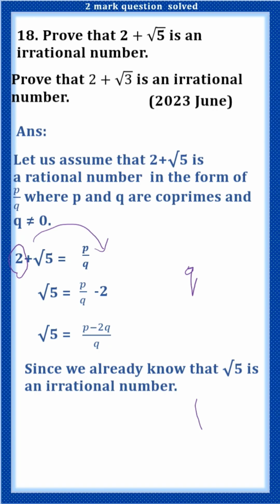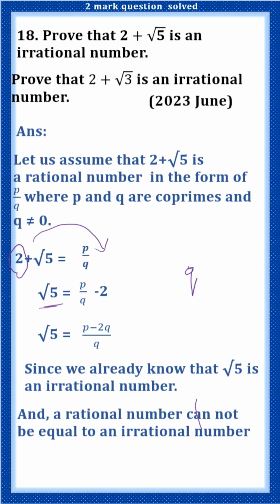Since we already know that root 5 is an irrational number, but we have assumed that it is a rational number. A rational number cannot be equal to an irrational number. So, 2 plus root 5 is an irrational number. Our assumption is wrong. Okay.